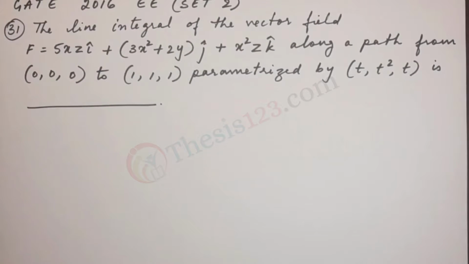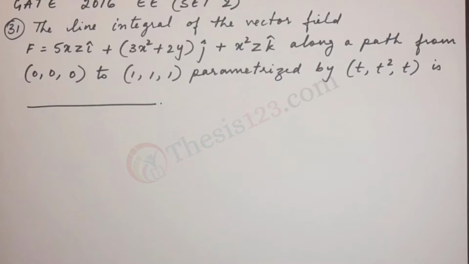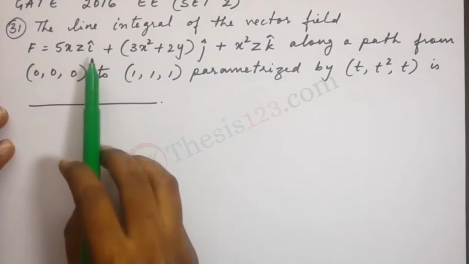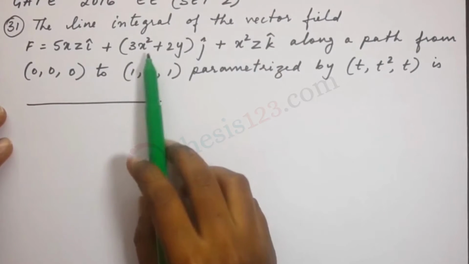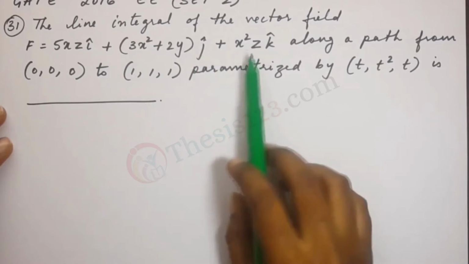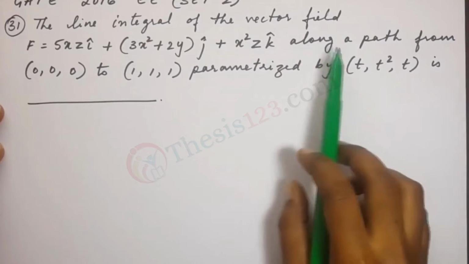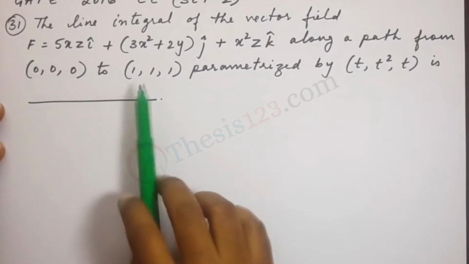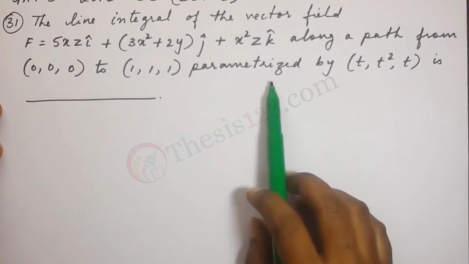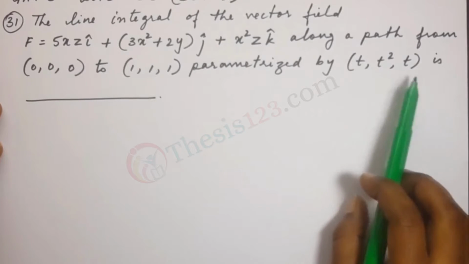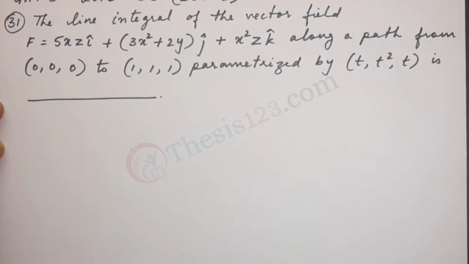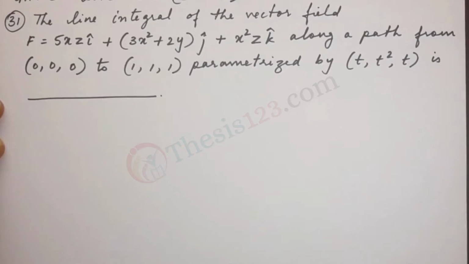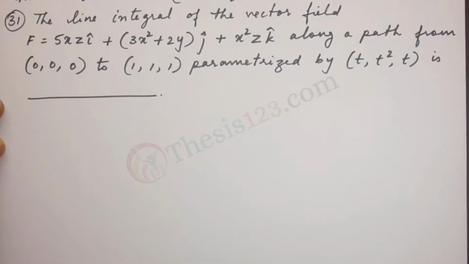Here's the next question, number 31. The line integral of the vector field F is equal to 5xz i plus (3x square plus 2y) j plus x square z k along a path from the origin (0, 0, 0) to (1, 1, 1), parameterized by t, t square, t. Okay, so this is not a multiple choice question, so we will have to work it out step by step to get the answer.